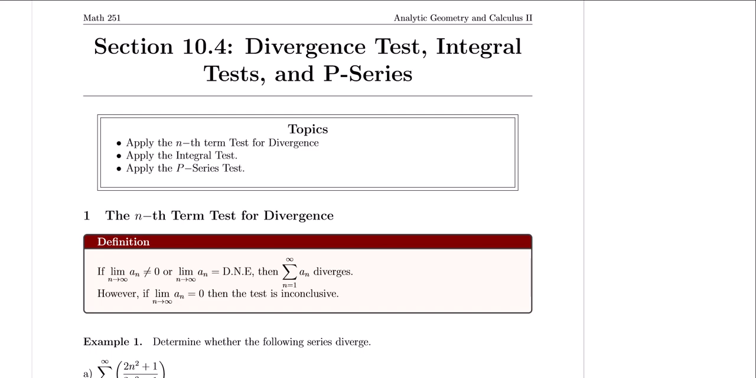The divergence test is also sometimes called the nth term test for divergence, and it's fairly simple. It states the following: if the limit as n approaches infinity of a sub n is not equal to 0, or if the limit as n approaches infinity of a sub n does not exist, then the infinite series of a sub n diverges. However, we have to be careful here because if the limit as n approaches infinity of a sub n is equal to 0, then the test is inconclusive, and we will need to do something else.